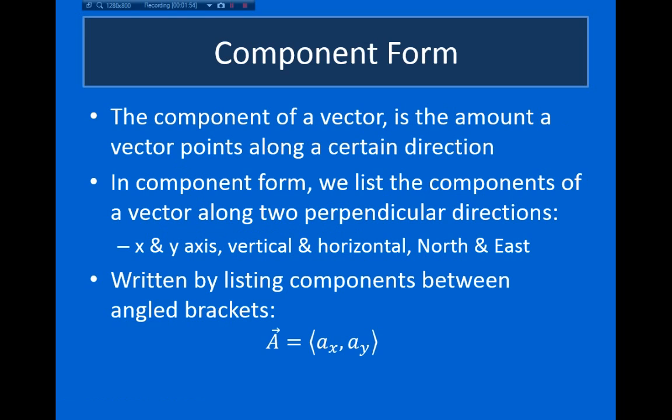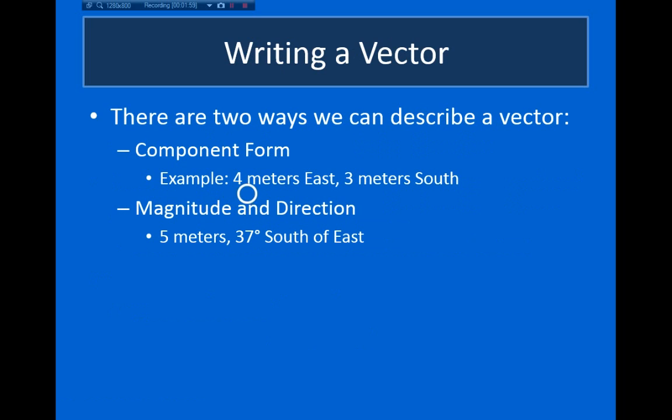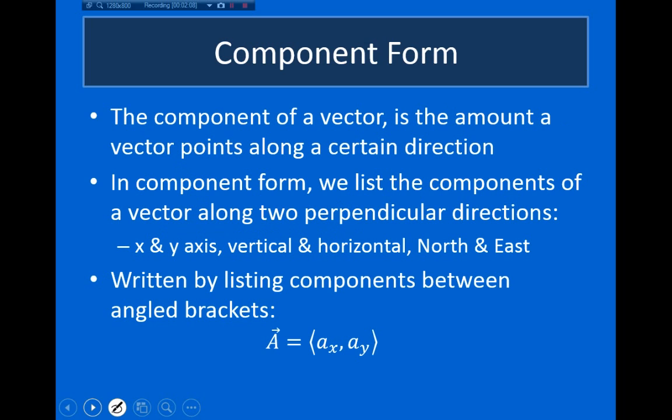A component of a vector is the amount of a vector that points along a specific direction. So for example, in the previous slide, 4 meters east is the component of the vector that's in the east direction, and 3 meters south is the component along the south direction. When we list a vector in component form, we simply state the two components of a vector. So for example, we could say the x and y components or the north and east components.